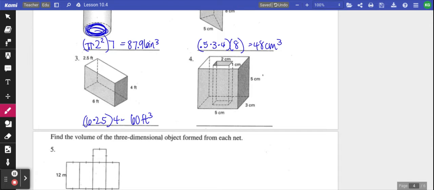And this last one for the volume, what I'm going to do is find the volume of the big one and then subtract out the volume of the small prism to get the actual volume. So the volume for the big one is base 3 by 5, height of 5, minus the base of the small one is 2 by 1, but still height of 5. 3 times 5 times 5 minus 2 times 1 times 5 is 65 centimeters cubed.